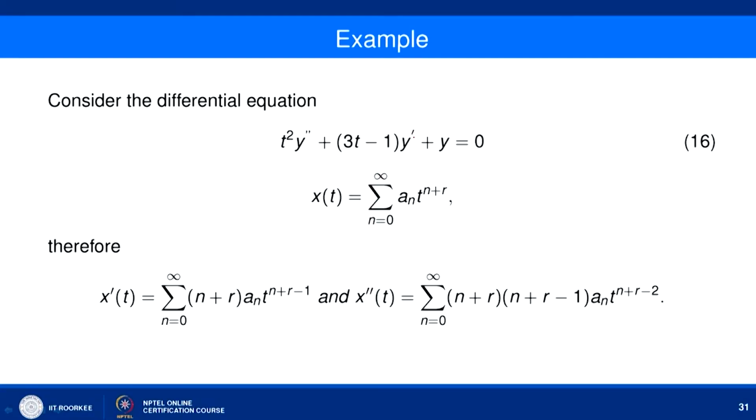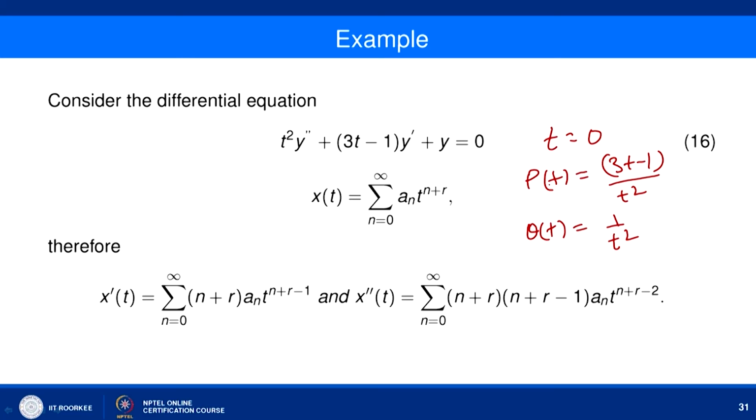Now, look at one more example. Here also, the example is t^2 y'' + (3t - 1) y' + y = 0. Here also, t equal to 0 is a singular point, because p(t) is (3t - 1) divided by t^2, and q(t) is 1 upon t^2. So, we simply say that p(t) and q(t) are not continuous. So, t equal to 0 is a singular point.